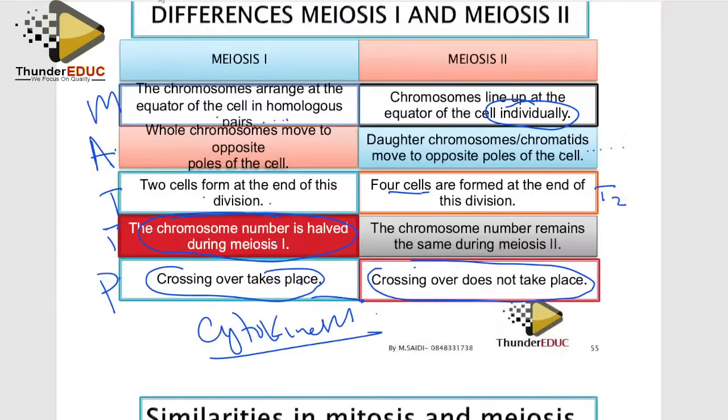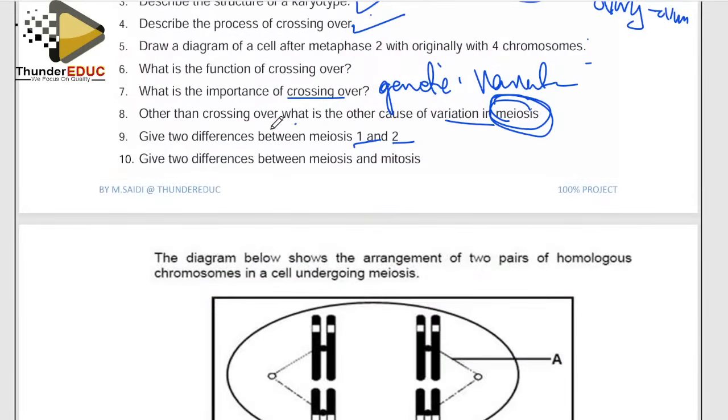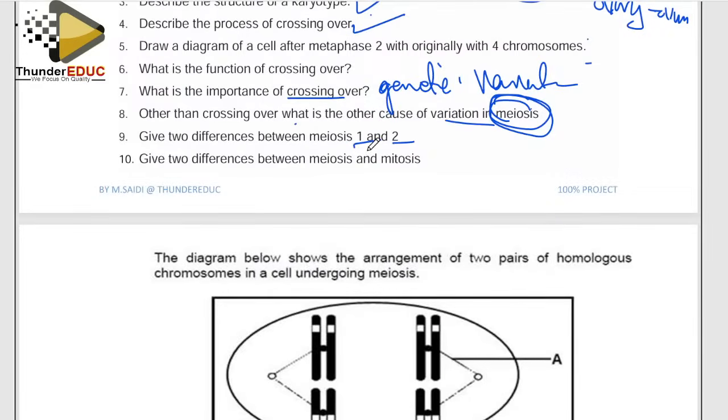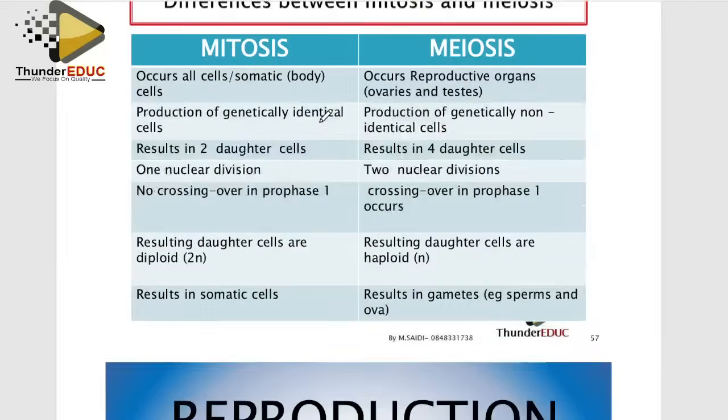So if you forget, at least give 2 of them, because the question is asking you to give two differences. So it means that you're supposed to know that. And then they're asking you to give the differences. You tabulate the difference between meiosis and mitosis. Here you come back and look at it, and then you say that the differences are these.